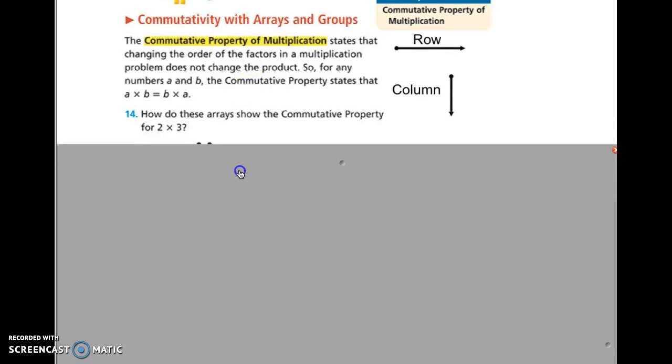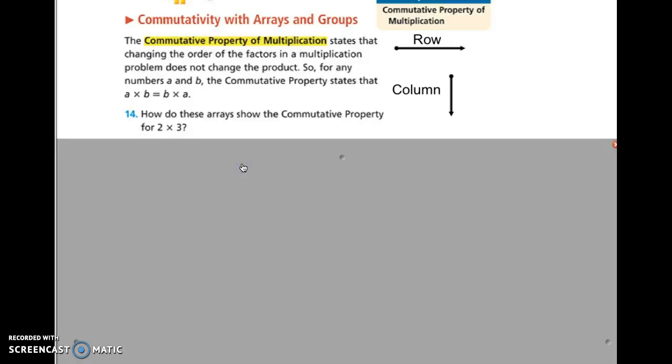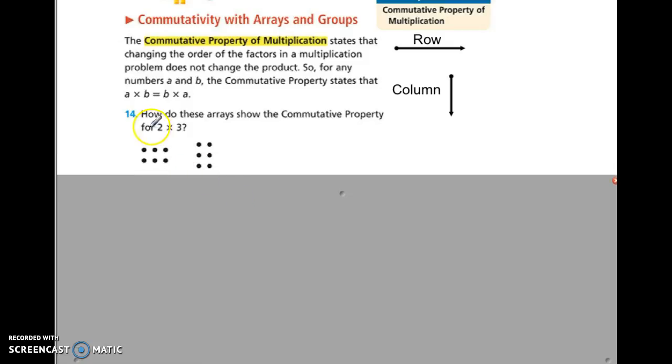So let's look at this little equation here. We've got 2 times 3. And I'm going to show you the two arrays that were created, right? We've got 2 rows with 3, which how many little dots do I have there? 6, right? But in this case, they flipped it. So instead of saying 2 rows times 3 columns, they did 3 rows times 2 columns, right? But how many dots do I get? Yeah, 6. They're exactly the same. So the commutative property of multiplication basically means that you can switch it around and it won't matter.